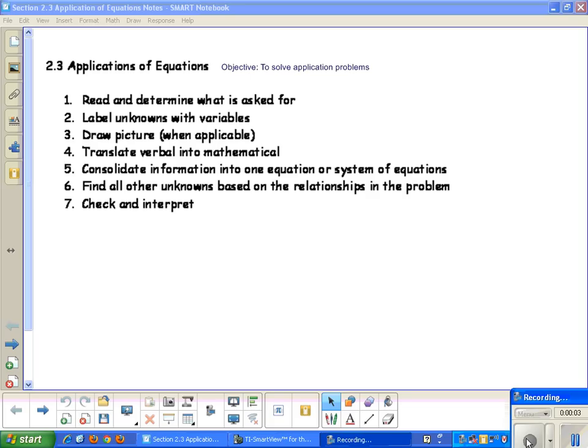Section 2.3, Applications of Equations. Our objective is to solve application problems. When you are solving these application problems, these are some steps you should think about as you're going through each one.